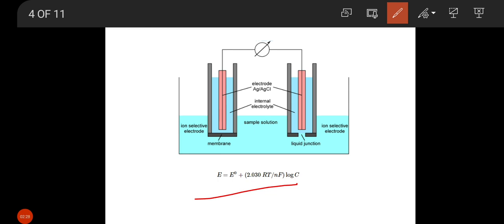Thus the relationship between potential difference and ion concentration can be determined by measuring the potential of two solutions of already known ion concentration and making a plot of the measured potential against the logarithm of the ion concentration. Based on this plot, the ion concentration of an unknown solution can be found by measuring its potential and relating it to the plot. In this way the ion selective electrode works.